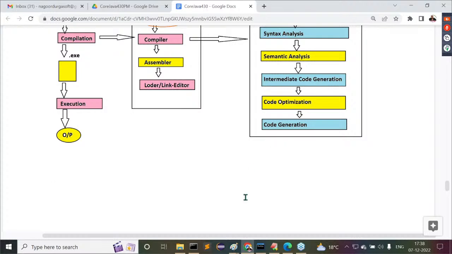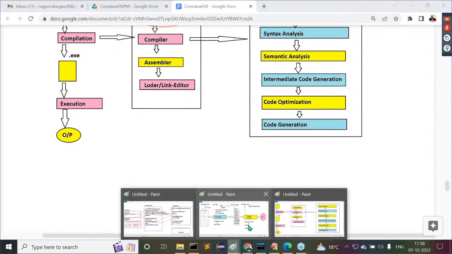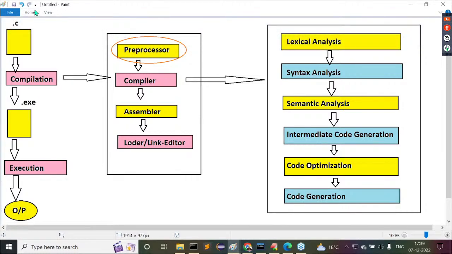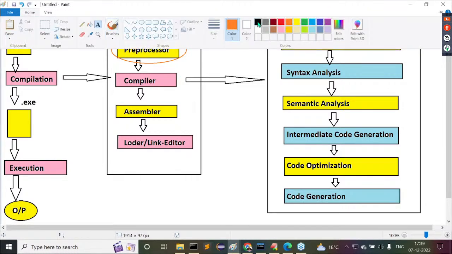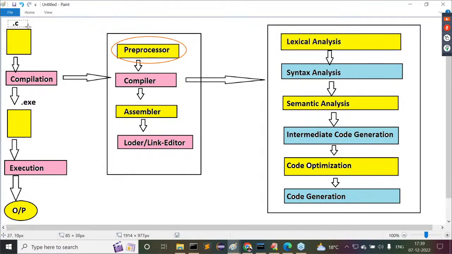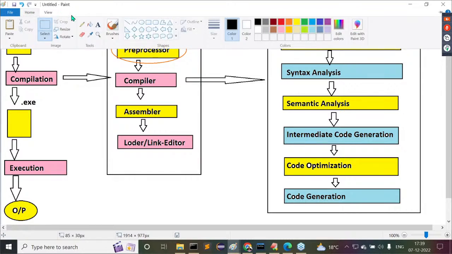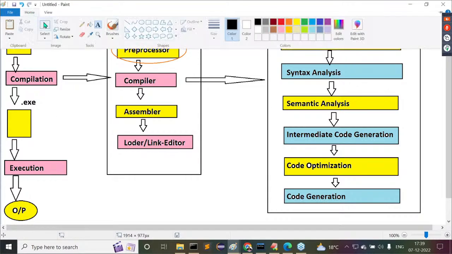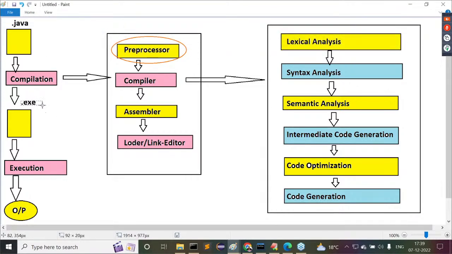We have to understand. First of all, let me prepare this diagram, guys. I want to make it Java. What changes do we require here? Now tell me. If you want to make it Java, what changes do we require? In place of .c, what do I have to provide? .java file. In place of the .exe file, in Java there is no concept like .exe files.